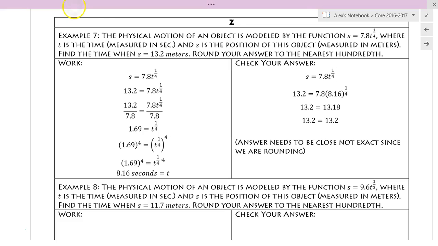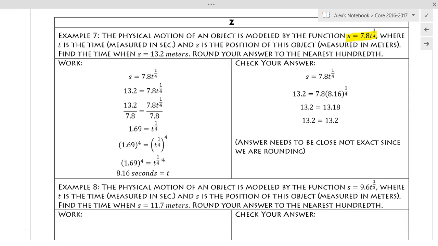So if we look at example 7, it says the physical motion of an object is modeled by the function s equals 7.8 t to the 1/4. T is the time, and s is the position. So all this is saying, if I know how long something's been moving, I can plug that time in here and it will tell me how far it is. And that's measured in meters.